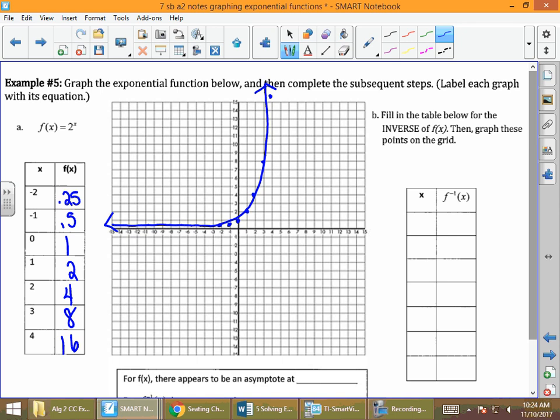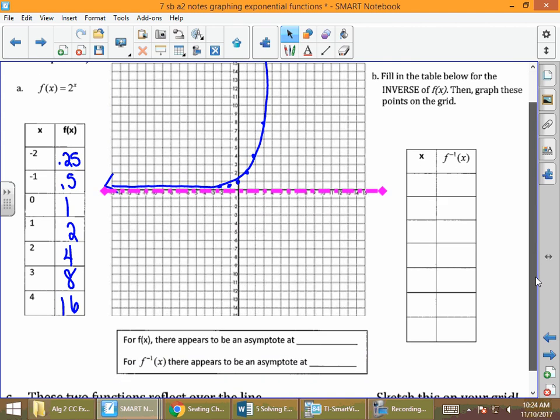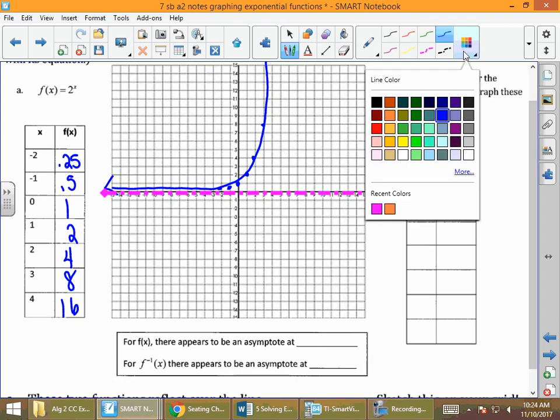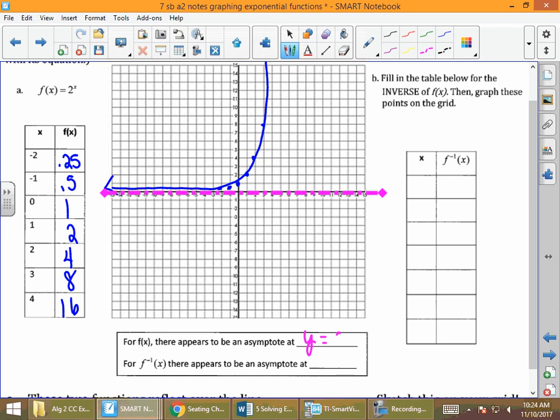And what we also talked about earlier in the week is it says for f of x, there appears to be an asymptote. An asymptote is a line that the graph approaches but never quite touches. And in this particular case, it's right here, in that kind of purplish colored line. Notice that we crossed the y-axis and we get y equals 0. It's a line that we keep getting closer and closer to, but we never quite touch. Well, once we get that, that's what we did earlier in the week.